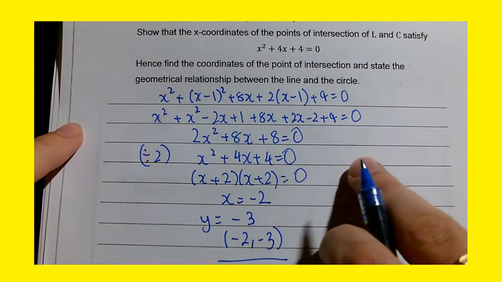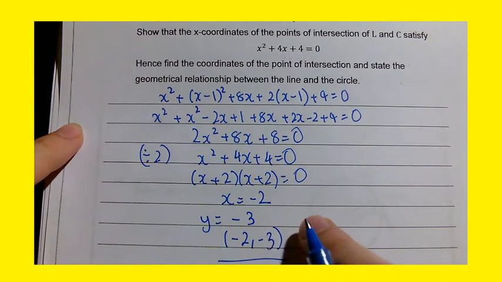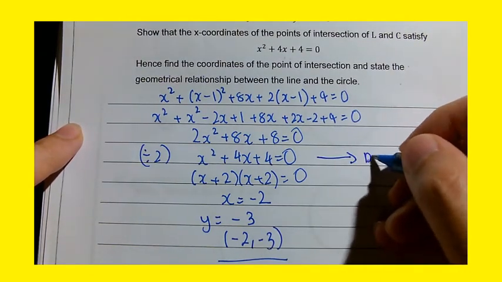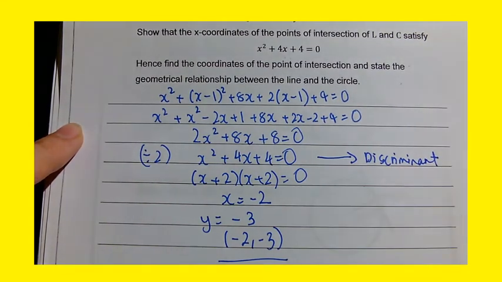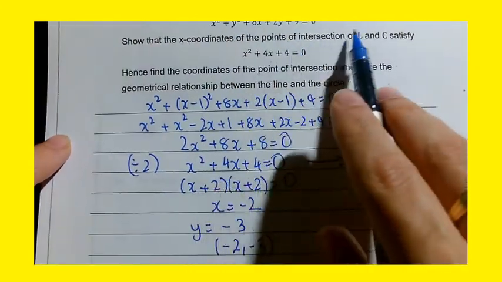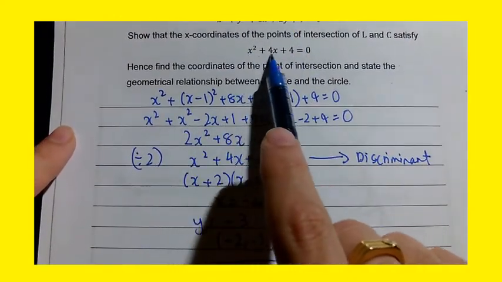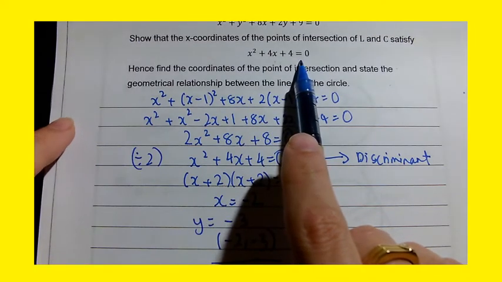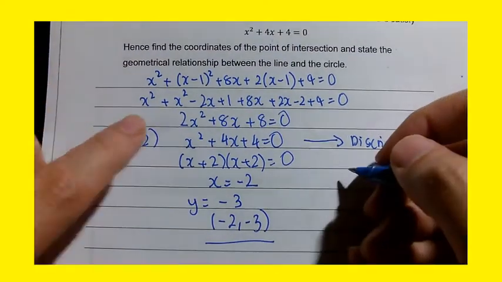Now, what I need to figure out from here is what the geometrical relationship between the line and the circle would be. And what I need to do in order to find that out is to apply the discriminant. And this is where some students struggle. Where do we apply the discriminant? You don't apply the discriminant on the circle equation given to you, nor do you apply it on the line equation. You'll apply the discriminant on the middle working, this quadratic in x. You can only apply the discriminant on an x quadratic. So let's apply the discriminant here.